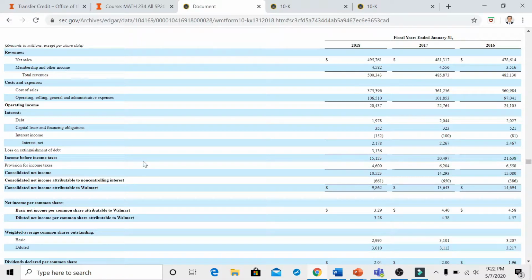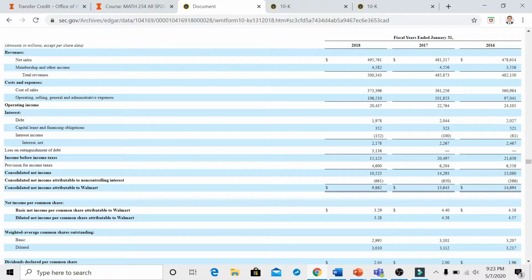Again, they're all going to look different, and it's very important to see how a company grows over time. So if you look up here, the revenue in 2018 was 495. This is in millions, so $1 billion, and that grew from 481. So you want to find growth rates. You want to find different margins.